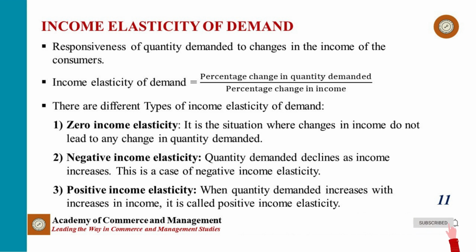The second type of income elasticity of demand is negative income elasticity. In the case of inferior goods, quantity demanded declines as income increases. This is a case of negative income elasticity. The last type of income elasticity is positive income elasticity. When quantity demanded increases with increases in income, it is called positive income elasticity.